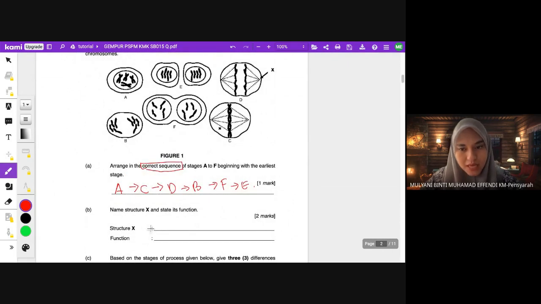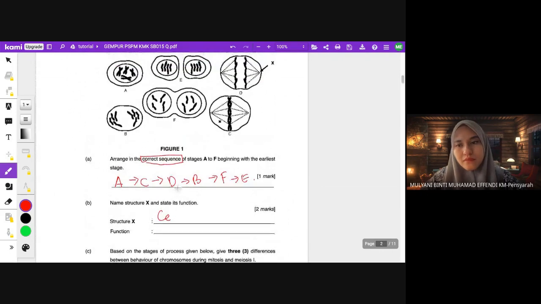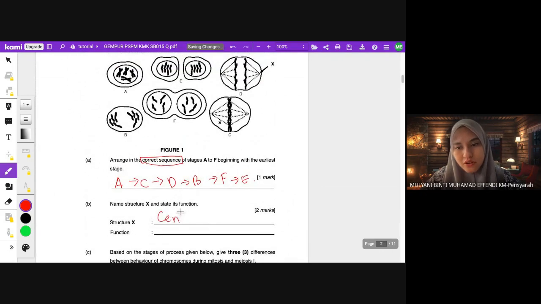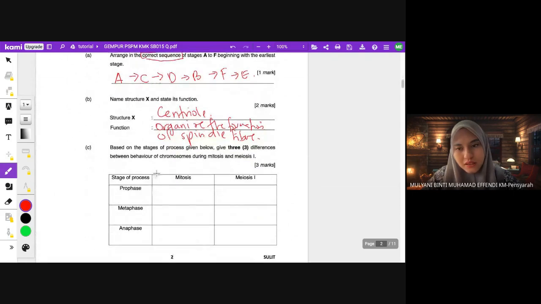Ada arrow dia. Okay, so name structure X and state its function. So structure X adalah dia tunjuk kat situ, X adalah centriole. Okay, so X merujuk yang ini tau. So ni macam X juga tapi salah lah, bukan yang tu atas tu. So function dia untuk organize the formation of spindle fiber.